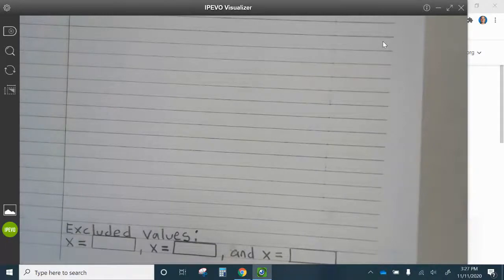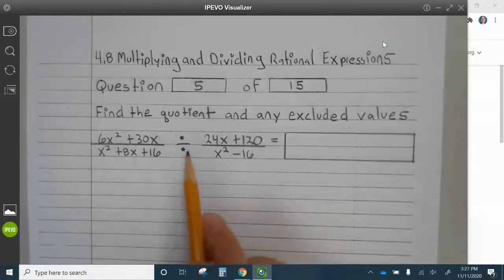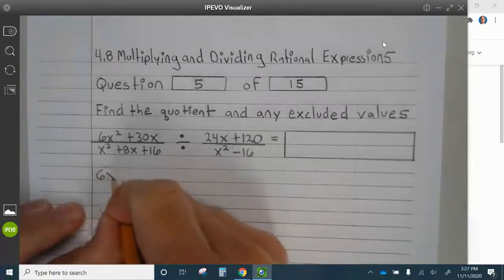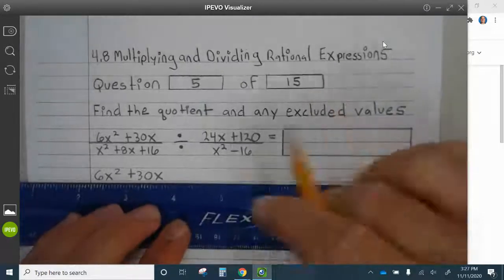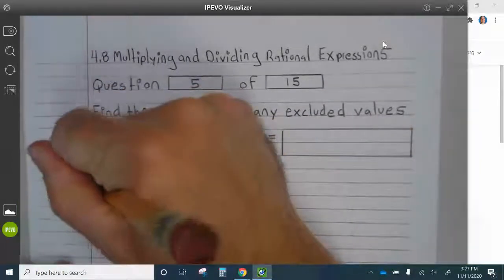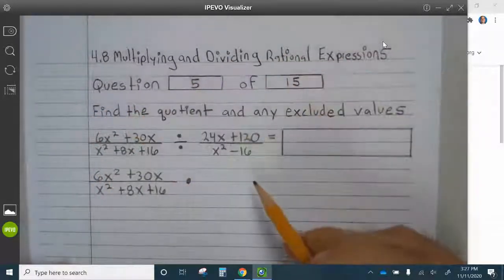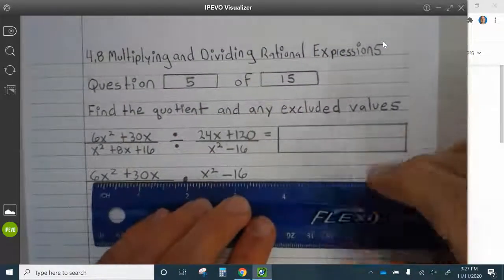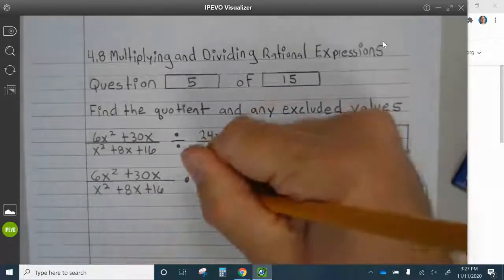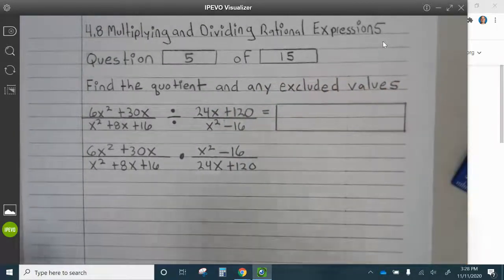Let's look at question 5. Okay, question 5 of 15. Find the quotient. Now we're dividing, and the excluded values. So when you divide, you have to multiply by the reciprocal. So that's 6x squared plus 30x divided by x squared plus 8x plus 16, times, we have to multiply by the reciprocal, so times x squared minus 16 divided by 24x plus 120. Now we need to factor the numerator and denominator, okay?